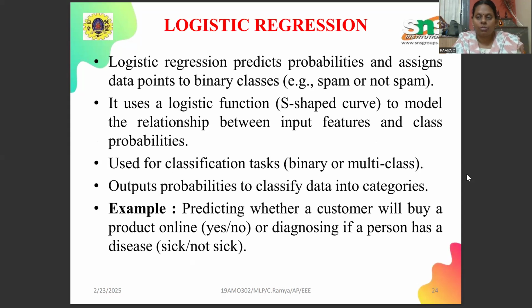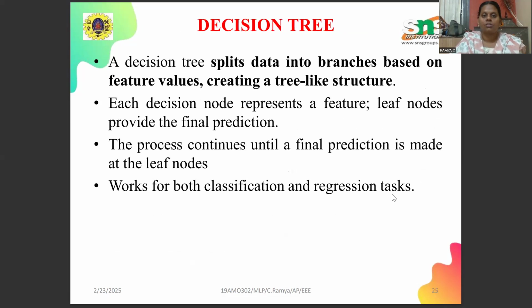Then we deal with logistic regression. Here also we use probabilities and assign the data points to binary classes. Examples include diagnosing diseases in people, or stock market predictions. So again, this has classifications also.